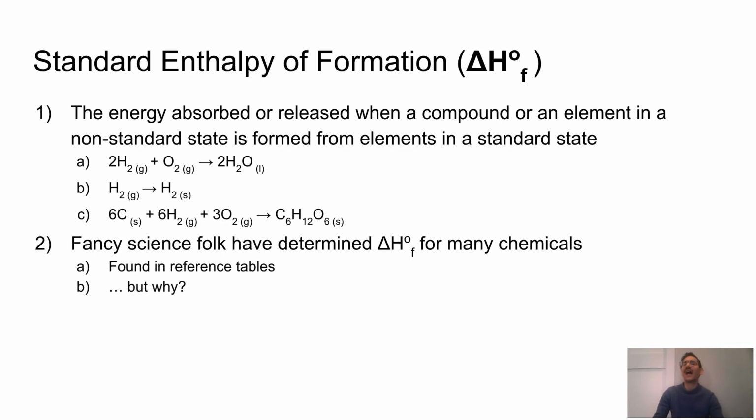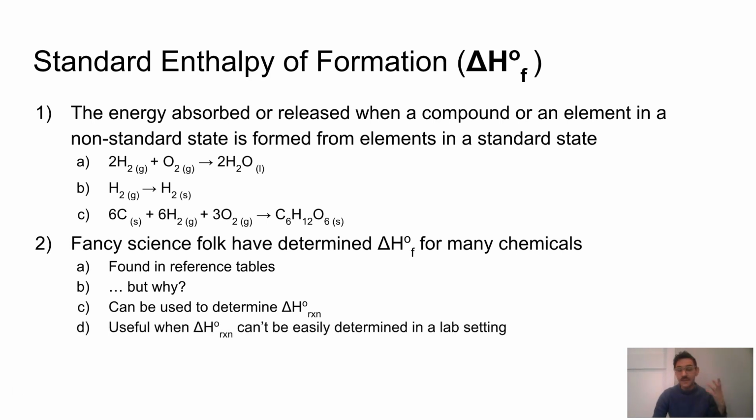But why is this useful? Why is this something that we can care about? Because this isn't a reaction that actually happens in real life. You don't just mash carbon, hydrogen, oxygen together and suddenly get sugar. So why is this useful? Well, we can use our delta H's of formation to calculate the delta H of reaction, which was mentioned in our objectives. And this is useful when you can't measure the delta H of reaction in a lab setting.